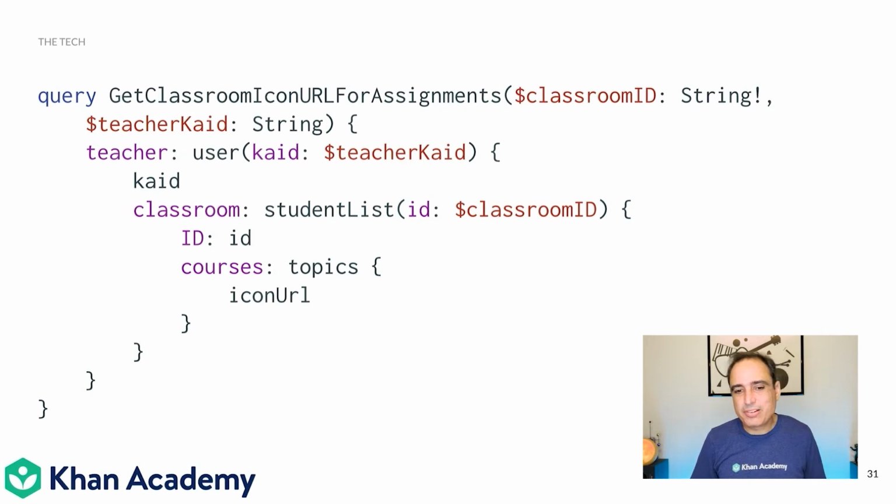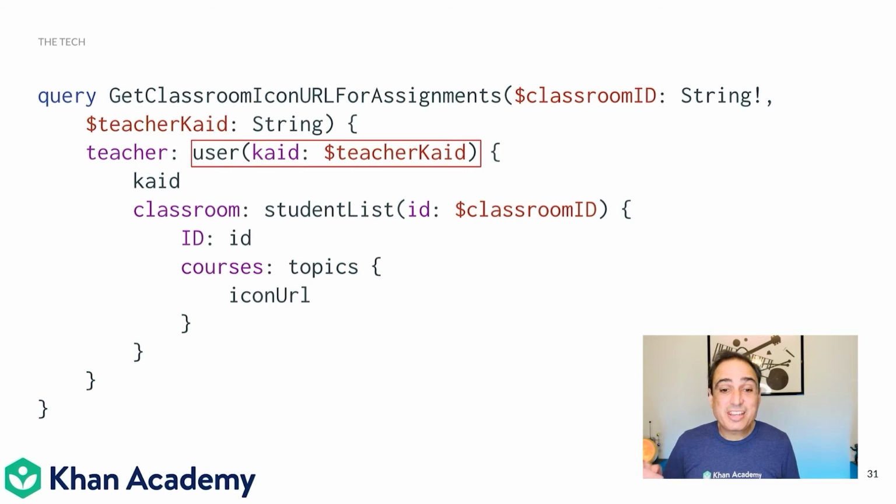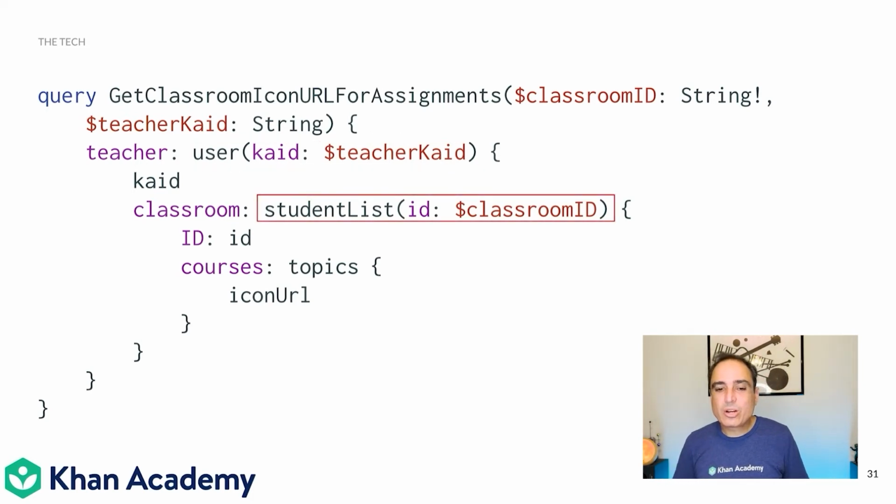Okay, so this query here is run by the assignment service. This is actually a service-to-service query, but this query could just as easily be run on the client side. The idea with this query here is that we are going to query data, so we are calling that user query, the same user query that we saw previously. We are calling for a user, and we're passing in the user's KAID because we know that that's what's required. But what we're requesting on user is student list.